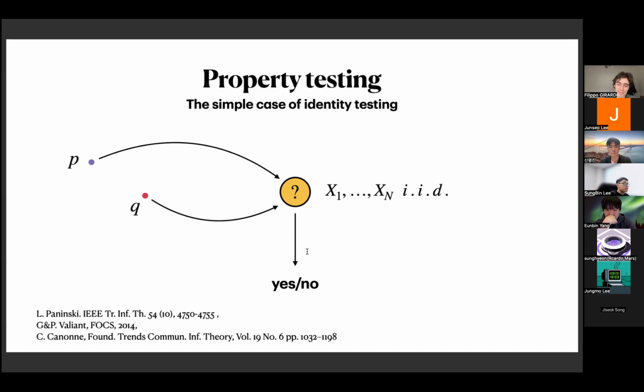So, feel free to react. It's not a problem if you don't necessarily give the right answer, but I mean, it should be.